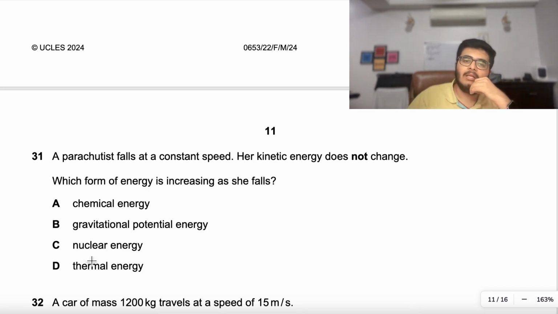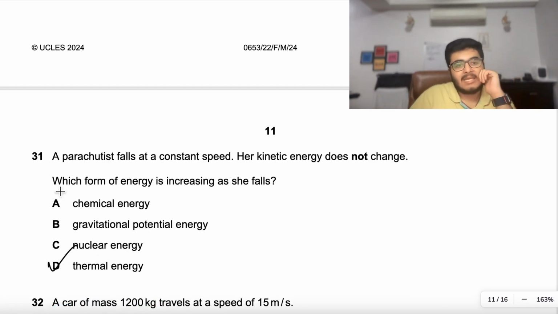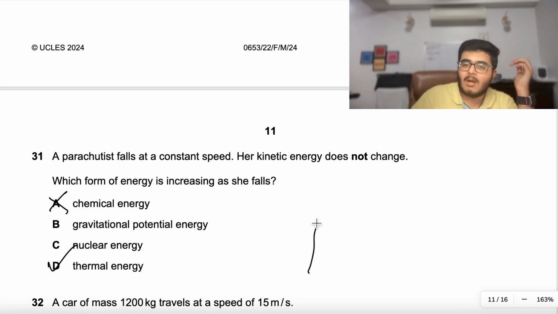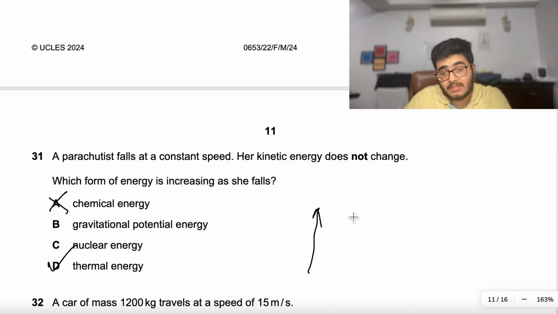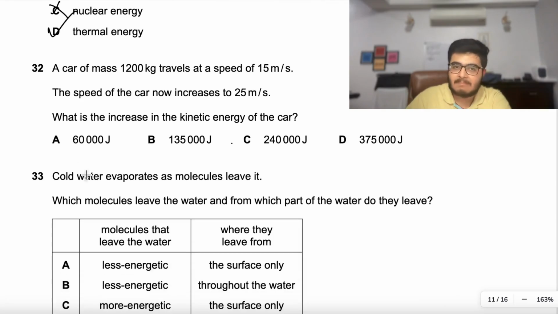Obviously, when she falls, there will be upthrust applied by the air, which causes friction, and friction causes heat. There will be air resistance, right, when she falls, which causes heat, and heat is nothing but thermal energy. It cannot be chemical energy. There is no chemical reaction or conversion happening here. It cannot be gravitational potential energy, because when we go up, gravitational potential energy increases, but here we are going down, so gravitational potential energy is going to decrease. No nuclear reaction is happening here, so there is no nuclear transfer. Nuclear energy is not the correct answer, so the correct answer is D.